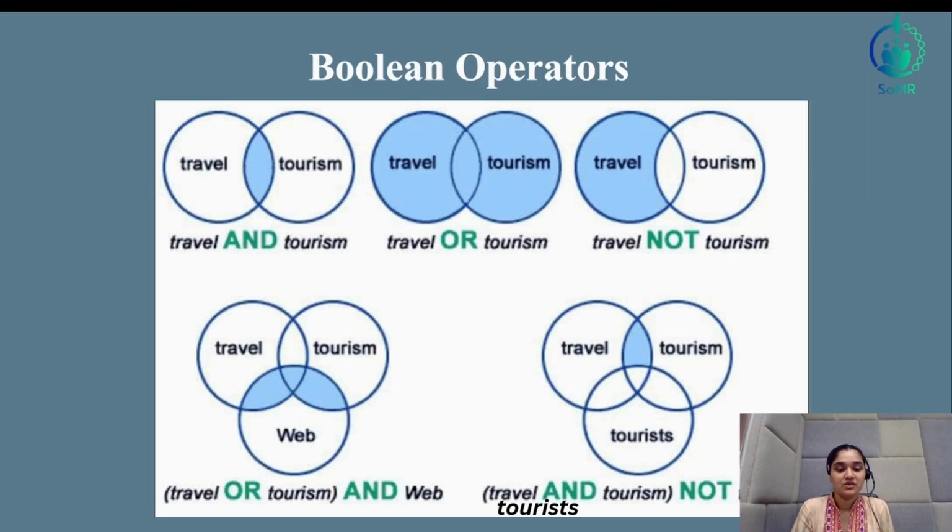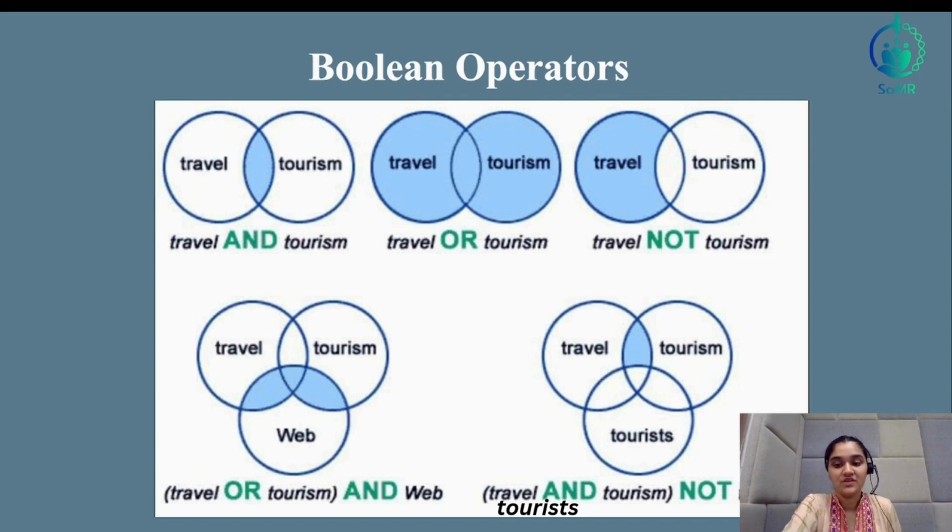So travel, tourism, and web. So if I want travel or tourism, but it's okay if I have either only travel or tourism, but I definitely need web in my data. So I'm going to put a bracket and I'm going to put travel OR tourism. Like it's okay if I just have travel data or tourism or both combined and then AND outside. So this is a bit tricky to understand initially, but once you get the concept behind it, it's going to be easy.